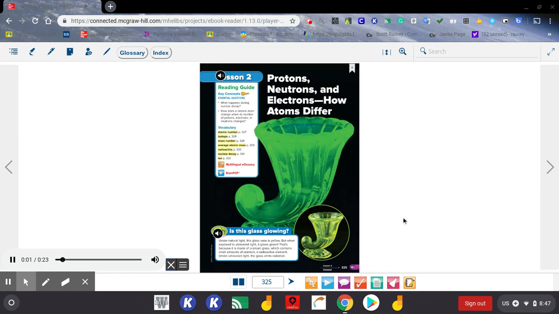Inquiry. Is this glass glowing? Under natural light, this glass is yellow, but when exposed to ultraviolet light, it glows green. That's because it is made of uranium glass, which contains small amounts of uranium, a radioactive element. Under ultraviolet light, the glass emits radiation.